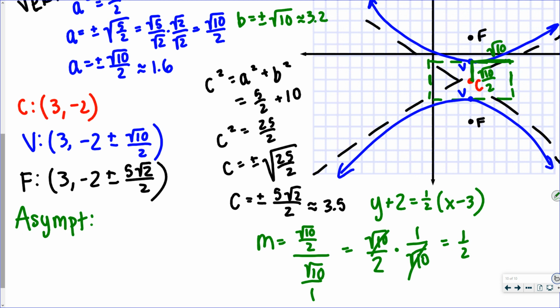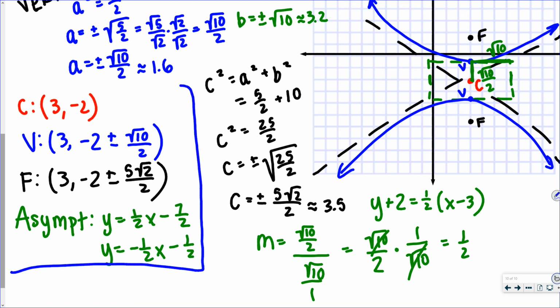I'm just going to give you those equations because you've done enough of these. You get 1/2 x minus 7/2, and then Nick was right, -1/2 for the other one, minus 1/2 is what I got. And you would box this information.